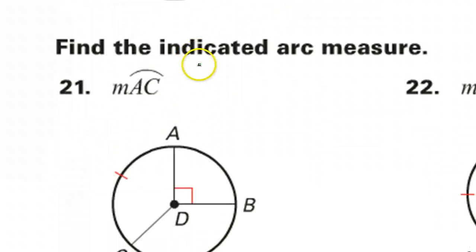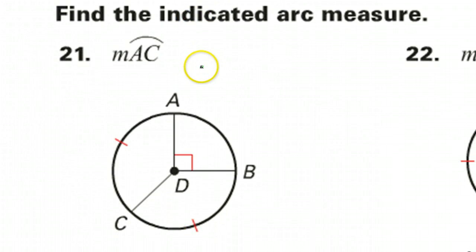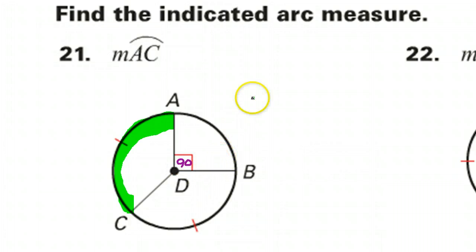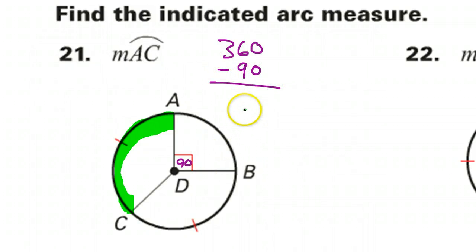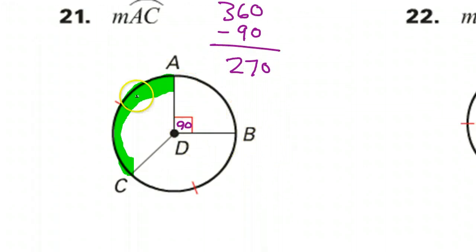Moving on. Find the indicated arc measure. So, we need to find the measure of arc AC. Okay, by the way, the measure of arc AC is like this right here. That's arc AC. Okay, well, we know a couple of things. We know that this is, of course, 90 degrees. So, we know that the whole circle is 360 degrees. So, if I take away the 90-degree angle, so 360 minus 90, that leaves 270 degrees for the rest of this.